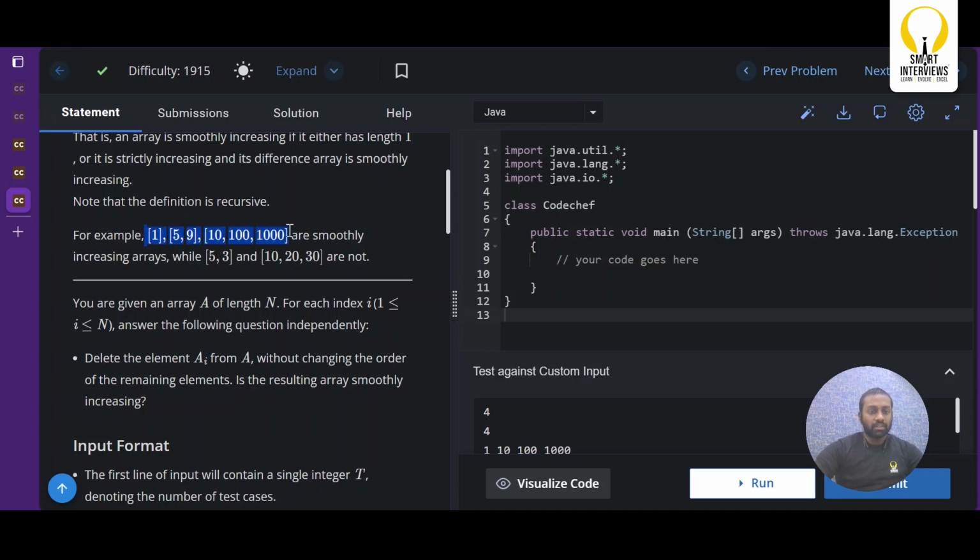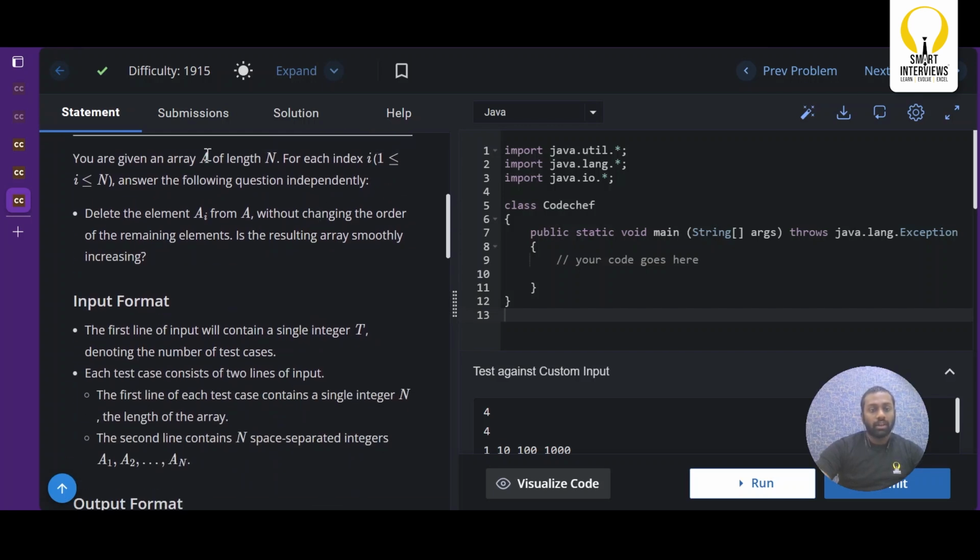Leave these valid cases. These invalid cases, if you see, 5, 3 is not increasing firstly. 10, 20, 30 is increasing. It is even strictly increasing. But if you take the difference array, 20 minus 10 is 10, then 30 minus 20 is 10. The difference array comes out to be 10 and 10. Is it increasing? No. They are in non-decreasing fashion. So 10, 20, 30 is also not smoothly increasing.